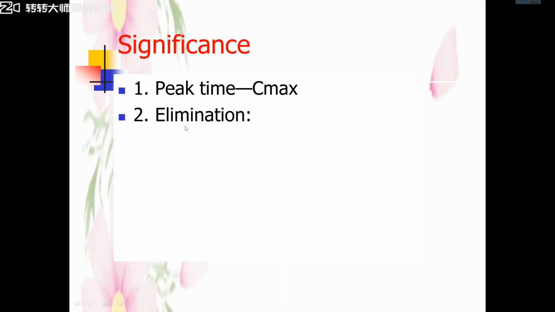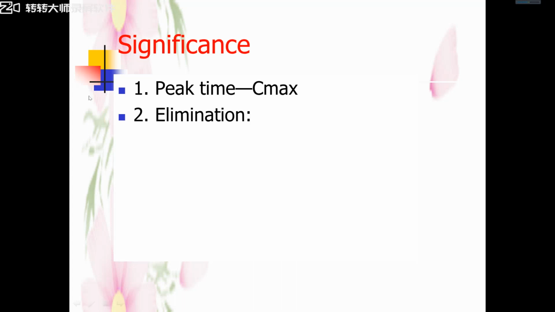The second significance: the drugs being cleared or eliminated from the body, from the blood circulation, also need 4 to 6 half-lives. So in clinic, if the patients take some drugs in overdose, they also need 4 to 6 half-lives, and the drugs are totally eliminated. For example, after 4 half-lives, elimination is 94% complete. And after 5 half-lives, the drugs are nearly cleared from the blood circulation, more than 98%, so eliminated completely.